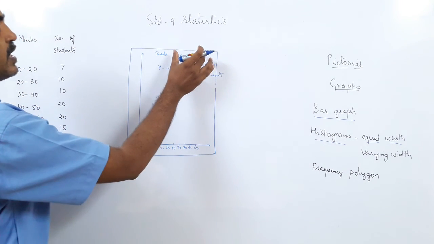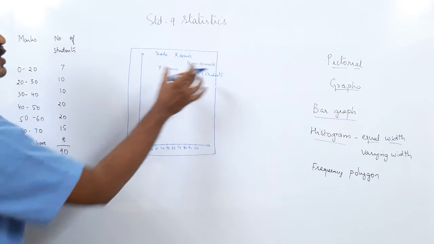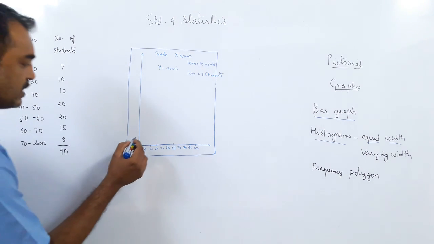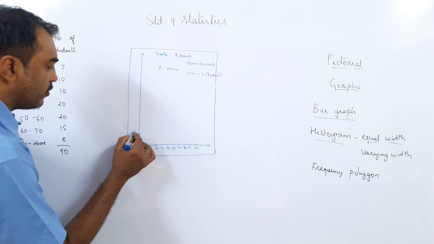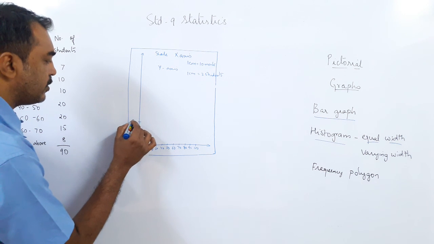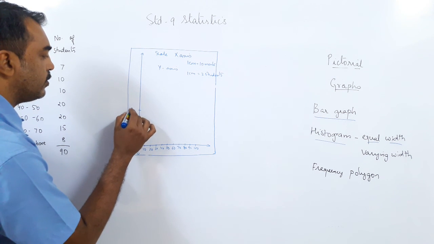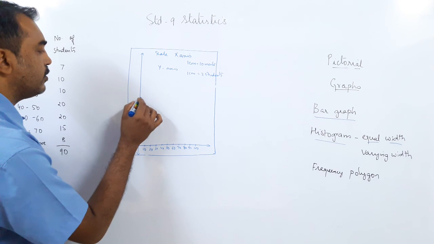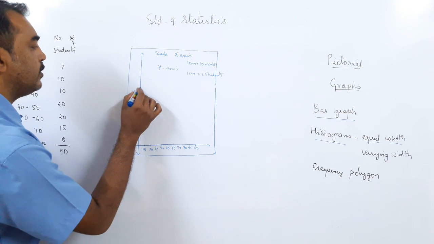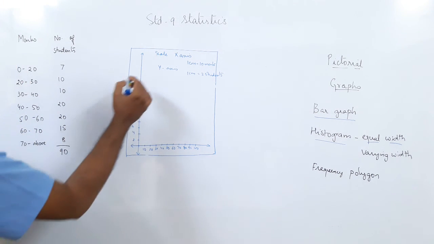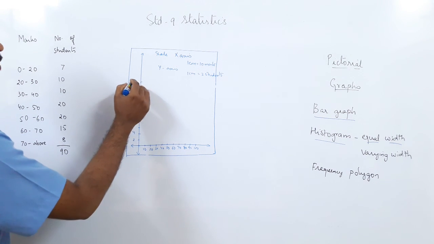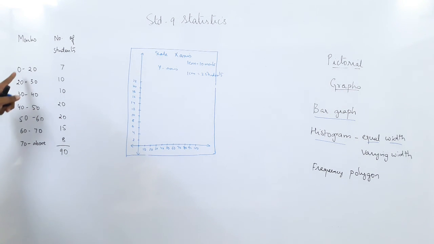This should not go out of the graph. In the corner of the graph paper, you have to mention the scale. So 1 centimeter is 2 students. So I got 2, 4, 6, 8, 10, 12, 14, 16, 18, 20. I could make one more reading, say 22, but I only need till 20. Now from 0 to 20, there are 7 students.